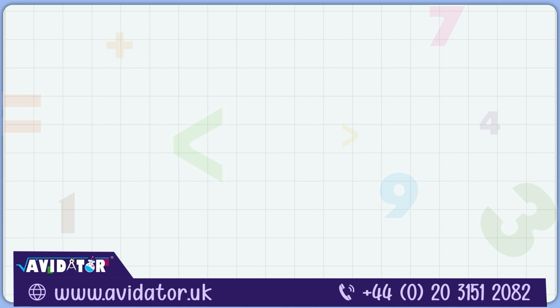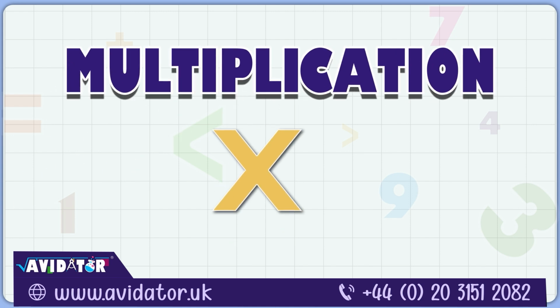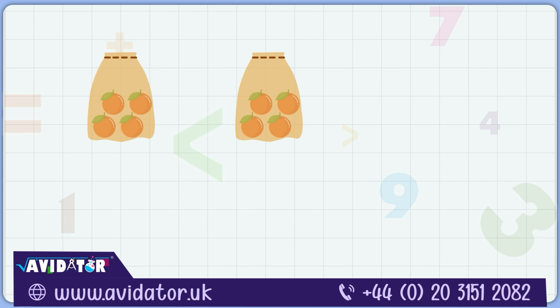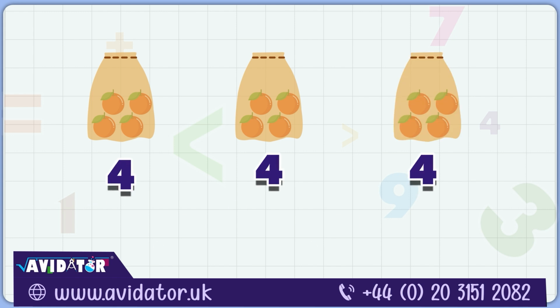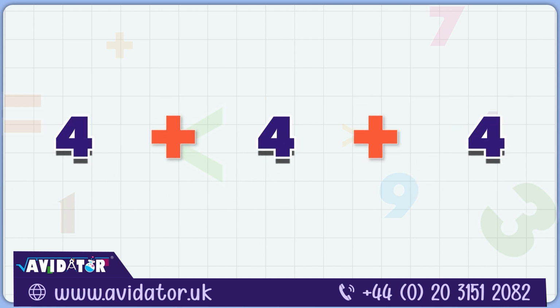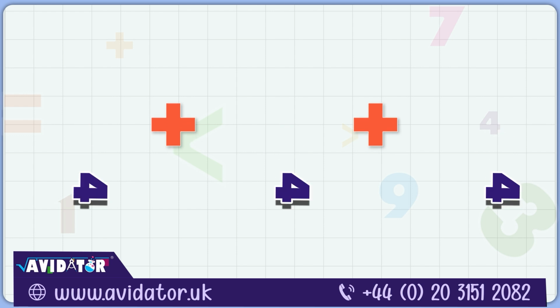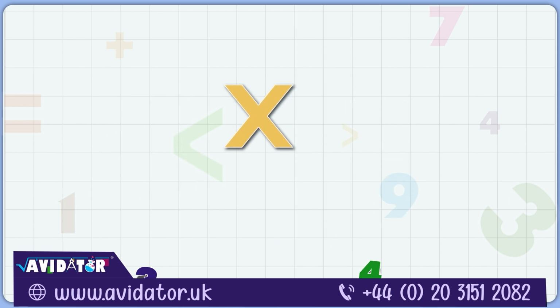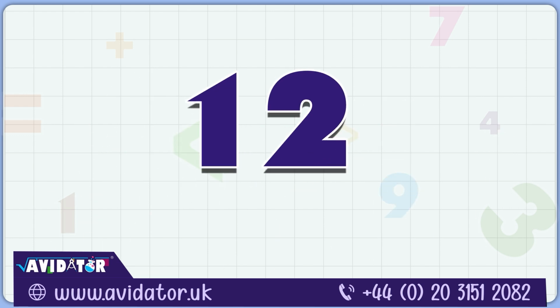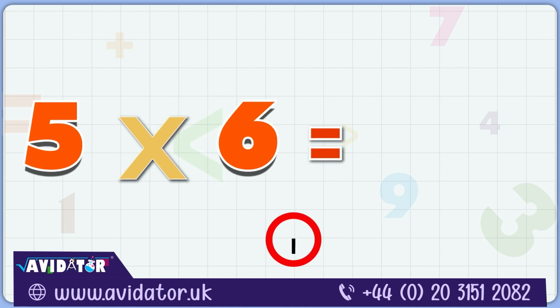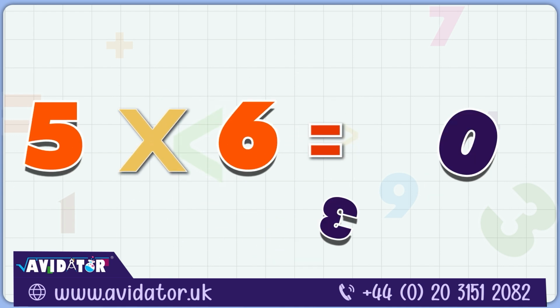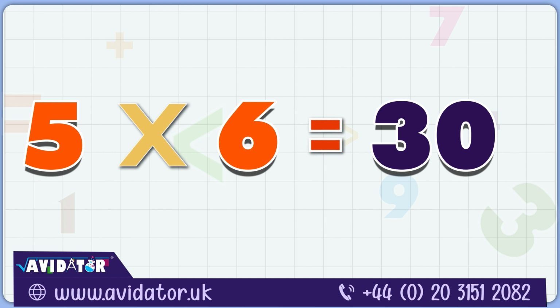Now on to multiplication. Multiplication is like repeated addition. If you have 3 bags and each bag has 4 oranges, you could add 4 plus 4 plus 4, or you could multiply 3 by 4 to get 12. We call the answer the product. Here's a quick one. What's 5 times 6? If you said 30, you're absolutely right.